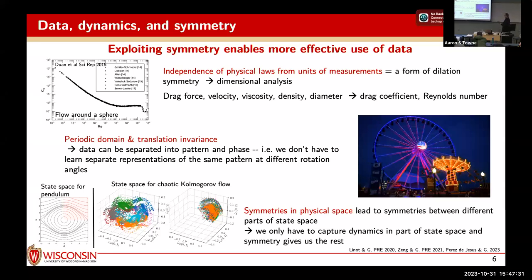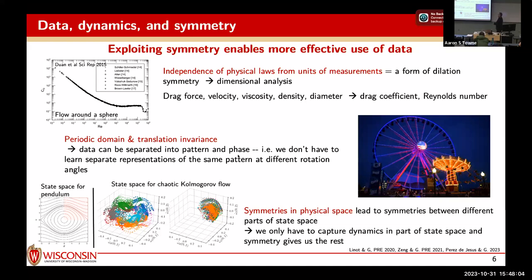And the other thing is that symmetries in physical space lead to symmetries in state space. Here, this is the state space for the pendulum. There's the pendulum hanging down. This is the inverted steady state of the pendulum. And just because of the geometry of the pendulum, if we know what's going on in this quadrant of state space, by symmetry we know what's going on everywhere.